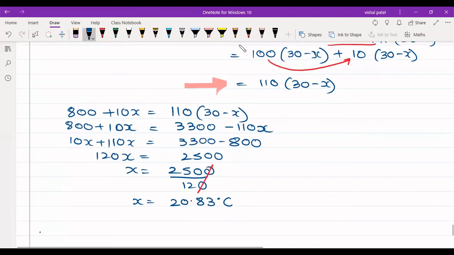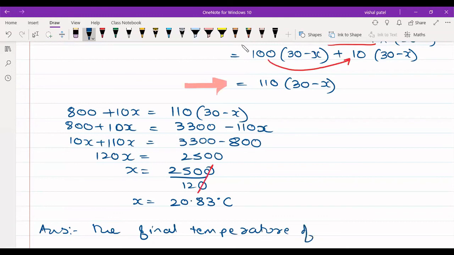So what is this, students? This is nothing but the final temperature of the mixture, equal to 20.83 degrees Celsius. Is this understood, all of you?